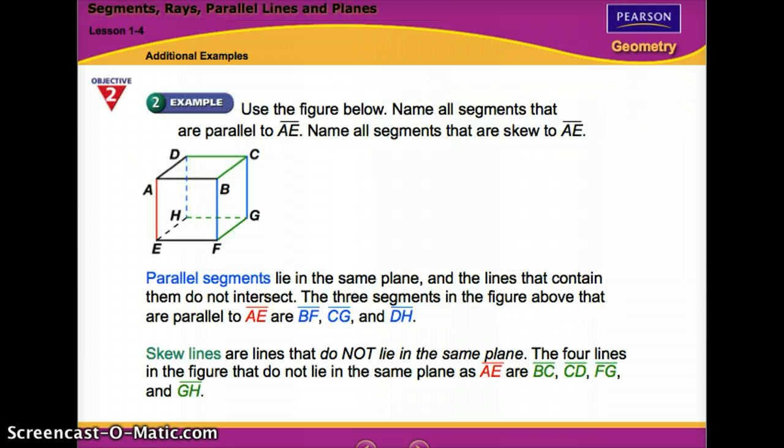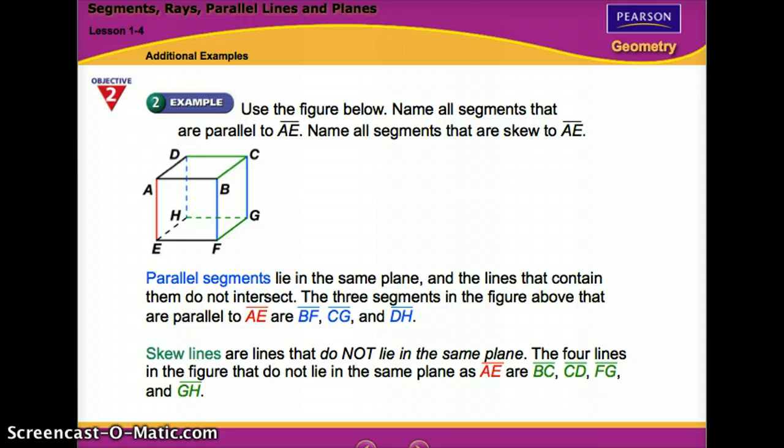So we have parallel lines and skew lines. Neither one of them will intersect, but they are not the same thing. The difference is parallel lines lie in the same plane and skew lines do not lie in the same plane. I like this example because of the nice color coding so that we can easily see the difference between parallel and skew. Study this example and be able to recognize sets of parallel lines and sets of skew lines.